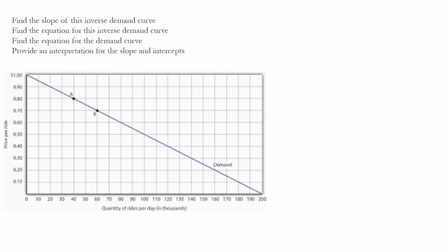Same type of problem that we both did in class and that there's a previous practice problem about. First, we want to find the slope of the inverse demand curve, which is change in P over change in Q. Then we want to find the equation for the inverse demand curve. The equation for the inverse demand curve is going to be P is equal to some intercept B minus, because we know it's a demand curve, change in P over change in Q times Q.